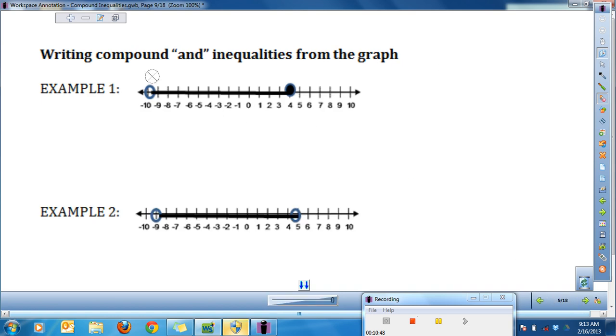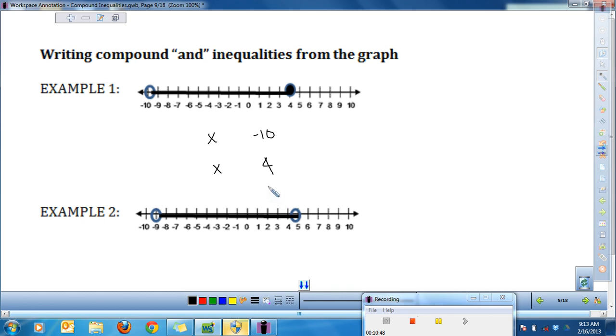Alright, now we're going to talk about how to write a compound inequality from a graph. Now, you've kind of been practicing this because you've been practicing compound inequalities, but right now I'm going to give you some really clear directions. The first thing that you should do is draw an X in the middle. The second thing that you should do is draw your two numbers. So I have a -10 and a 4.